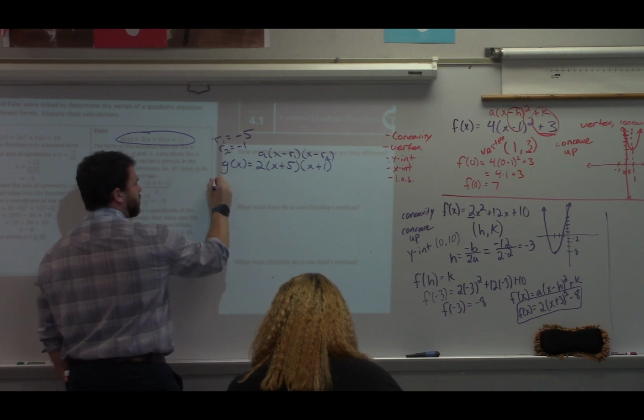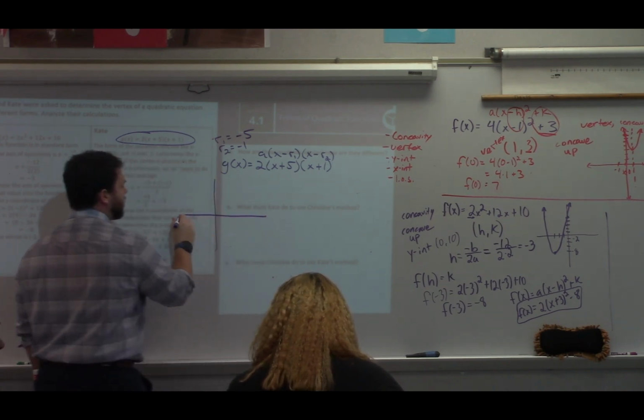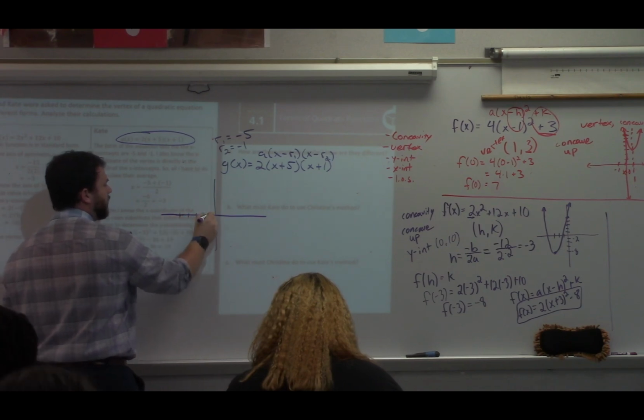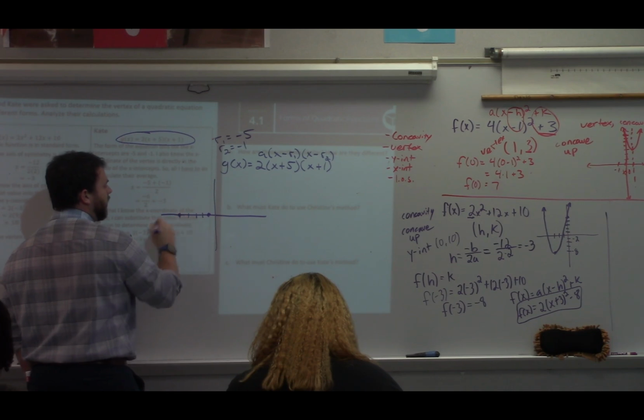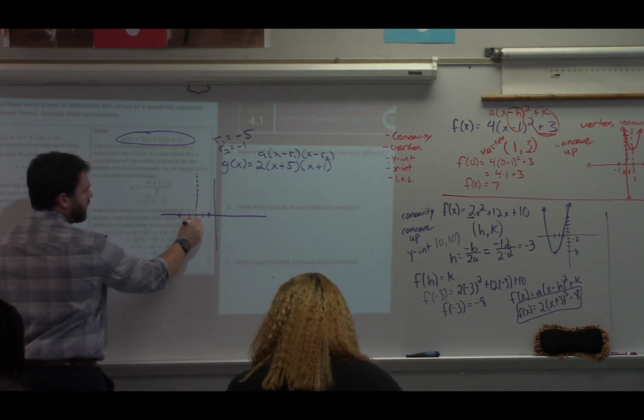Now, I want to point this out. I think we talked about this last week in this class. I don't think I got there in 4th. But here's negative 1 and here's negative 5. What is this that I'm drawing in right now?